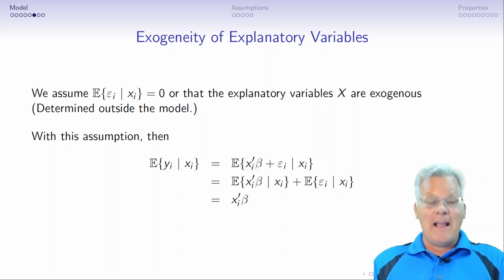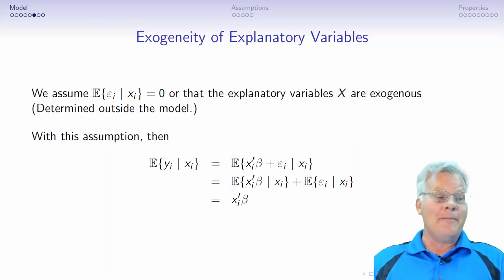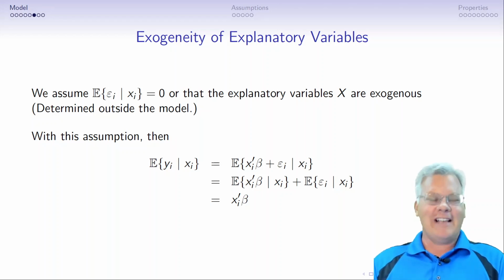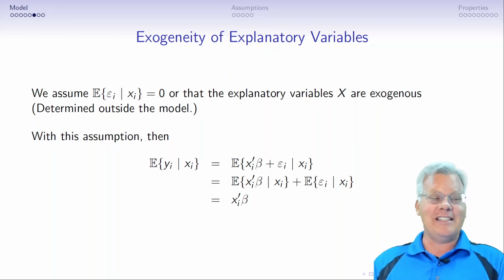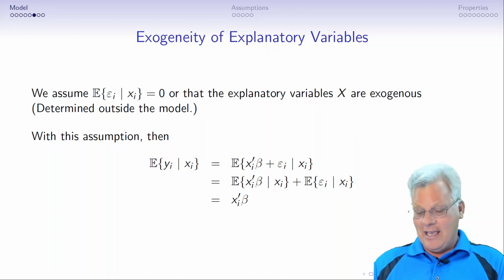So the expected value of a scalar parameter that doesn't have a statistical distribution is the value of the parameter. It's like saying, what's the expected value of 50? The expected value of 50 is 50. The expected value of xi transpose beta is xi transpose beta, because xi transpose beta does not have a statistical distribution. However, epsilon does have a statistical distribution, but remember, we assumed the expectation of epsilon i given xi is equal to 0.